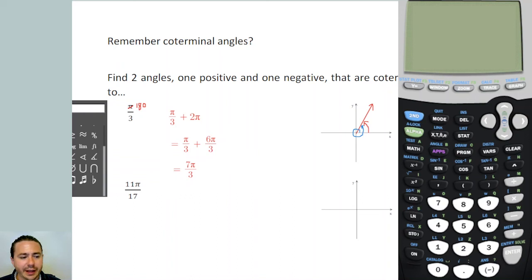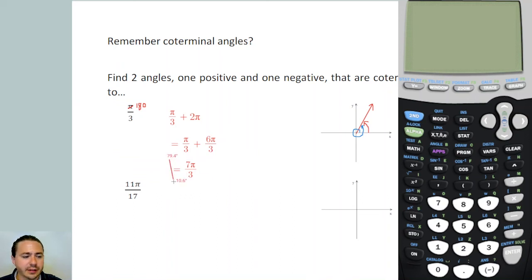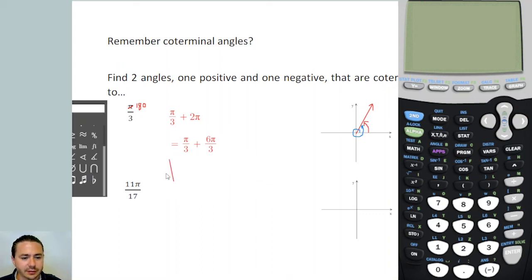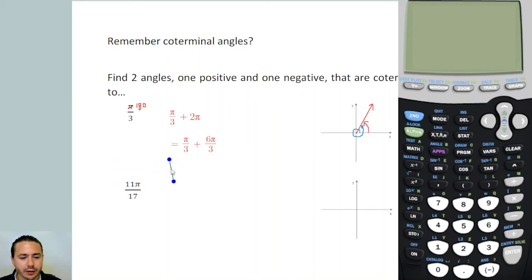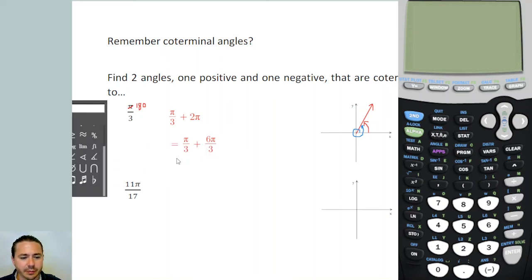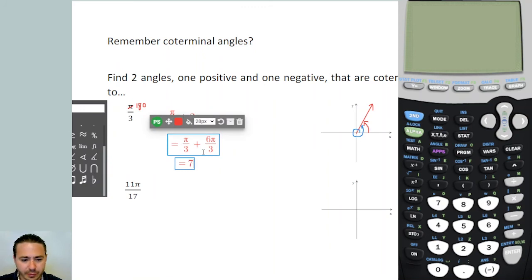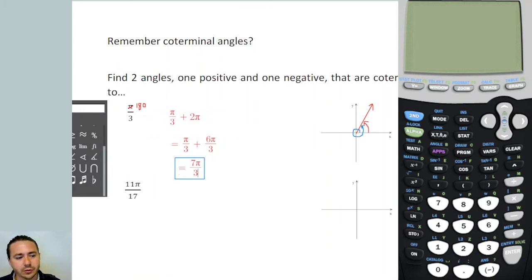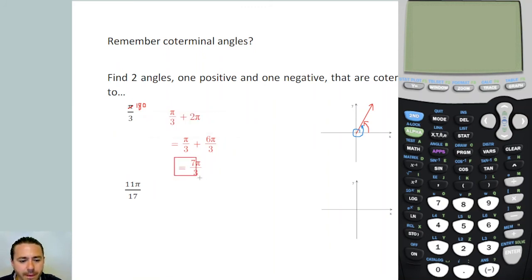Now to get a negative coterminal angle, instead of subtracting, whoa, what happened there? I lost it. That's weird. I've never seen that before. All right, well, let me go ahead and retype that in there. Sorry about that, waste your time here. 7 pi over 3. Okay, strange. There we go. So that's a positive one. That would be this blue one. In fact, let's put that box in blue so you can kind of see what's going on there.